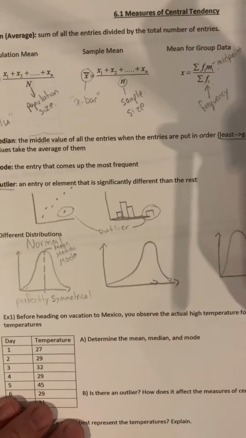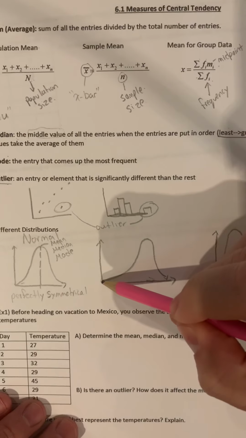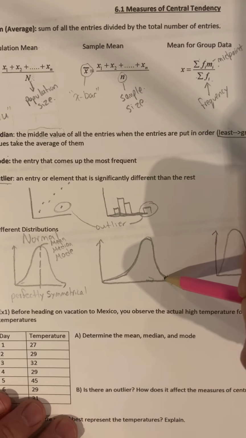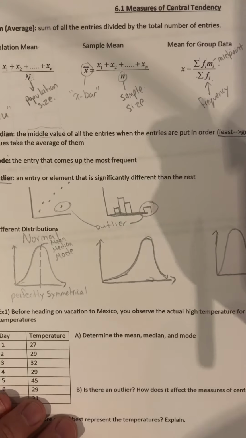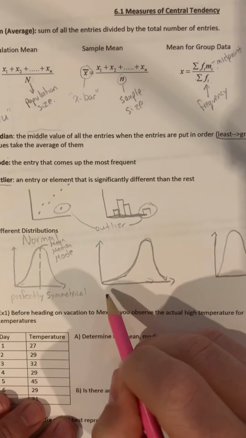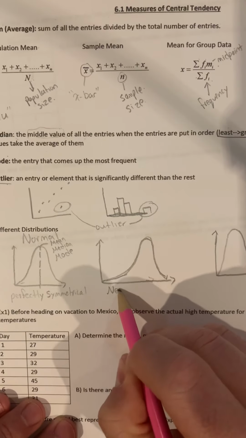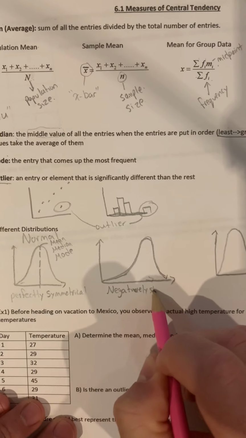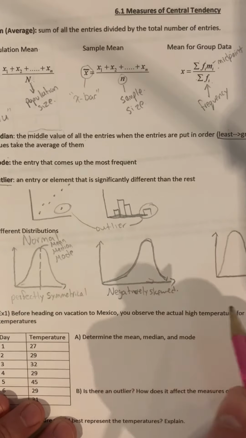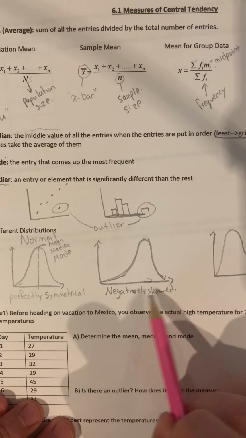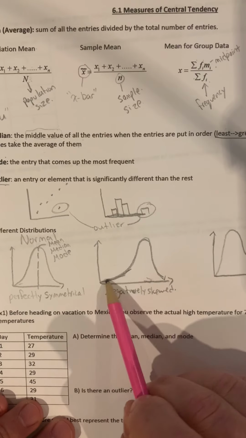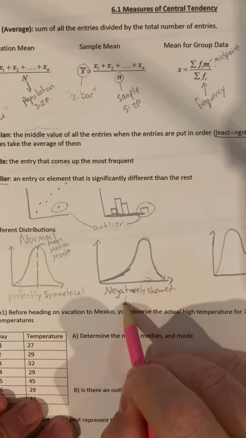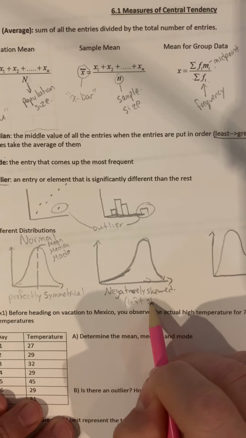Then we have a graph that could look like this. It has kind of a slow beginning, then goes up and comes right back down. These we call negatively skewed, because the tail is on the left side, or the negative side. Sometimes this is called left skewed as well.